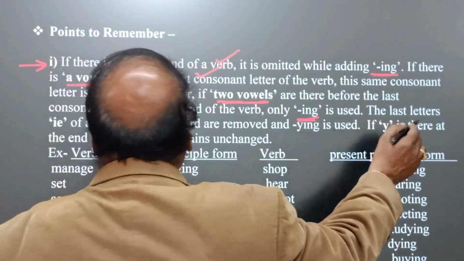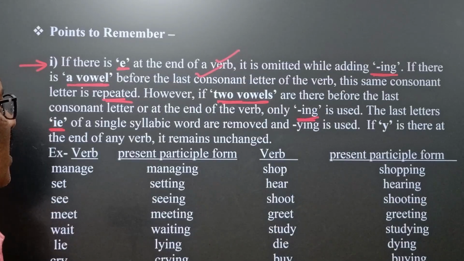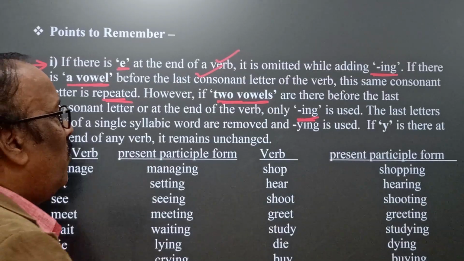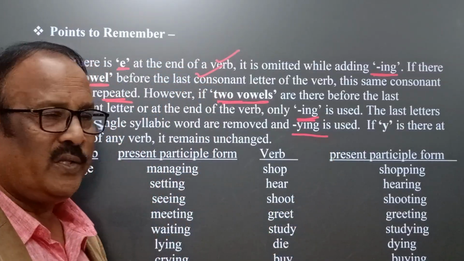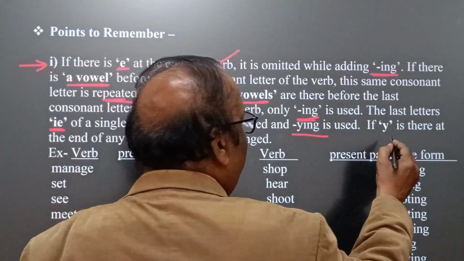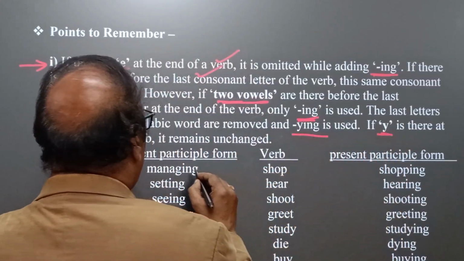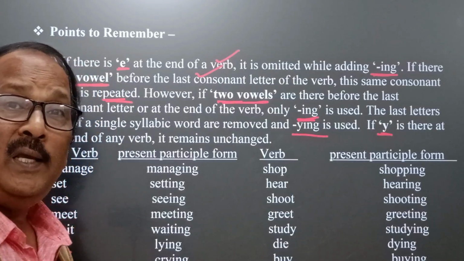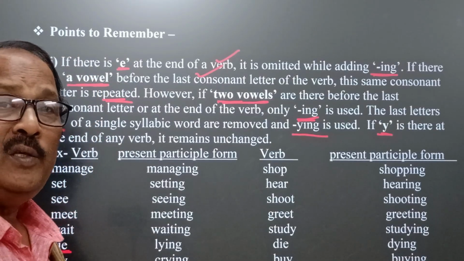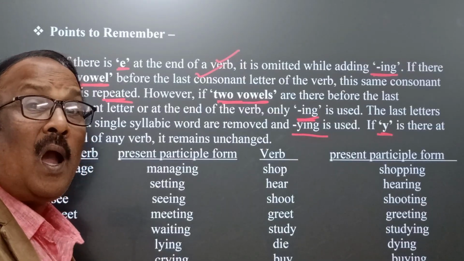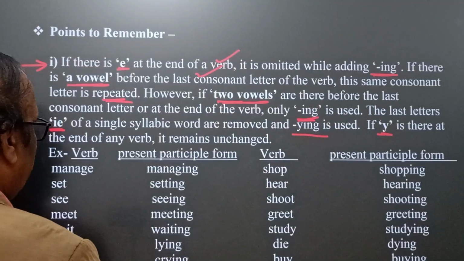Okay. The last letters, that is IE, of a single syllabic word are removed and YING is used as a suffix. If Y is there at the end of the verb, definitely it remains unchanged. It means Y must be there and ING is used as suffix after Y. Let's see some examples.